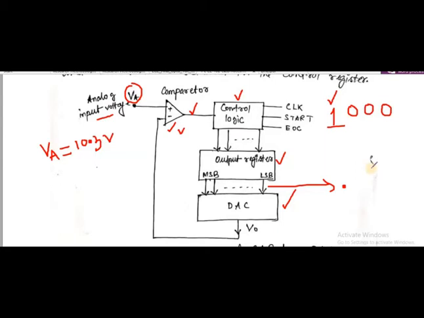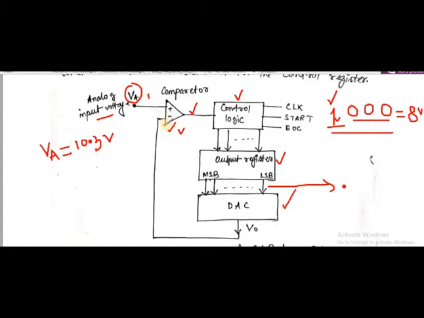Clear? So if the MSB is 1 and the rest of the bits are 0, this is equivalent to which value? This is equivalent to 8 volt, since we assume that the full scale output will be 15 volt, 0 to 15 volt. So now this 100 will be converted to its analog value, which is 8. This 8 volt will appear here. So this voltage is 10.3 and this voltage is 8.